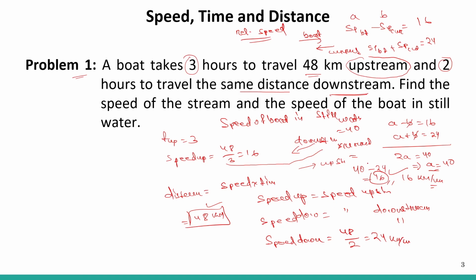So the speed of the current will be, 24 minus 20 is equal to 4. So it will be 4 kilometers per hour.